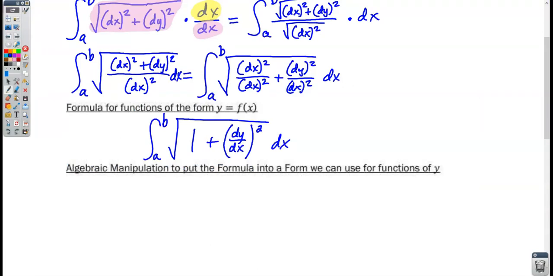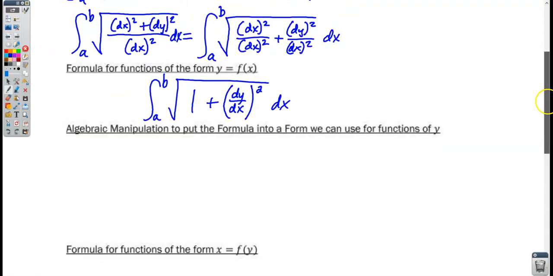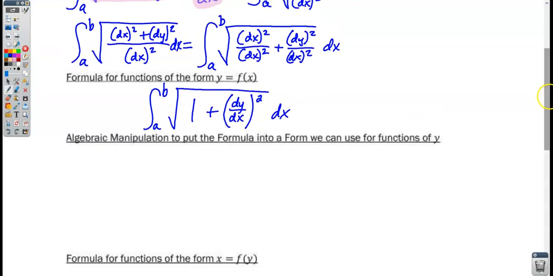So we're back. Now we want to do the same thing to put this into form for functions of the form x equals f of y. And when we do that, we're going to treat our a and b here. You know what? Let's treat those as the y coordinates. These are a different a and b when we've got a function of the form there. So this is equal to the square root of dx squared plus dy squared.